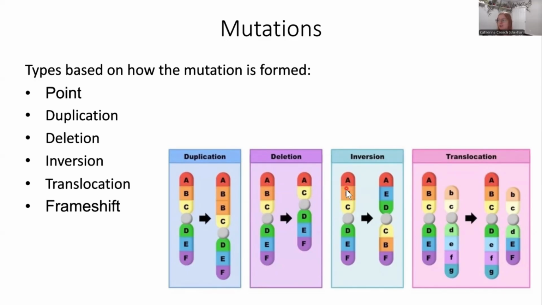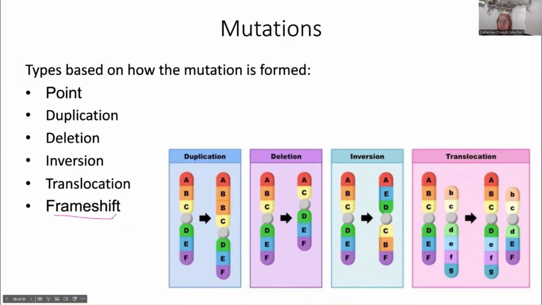In inversion, you take your DNA and nothing leaves, but it swaps places. And so you have DNA in places where it was not originally located. A translocation, this one's really cool. When you take a piece of DNA and you literally move it from one area to the next, so it hasn't left, but it's moved. It's not inverted, the order is not wrong, but it has moved to a new location. And then the most detrimental is called frame shift.